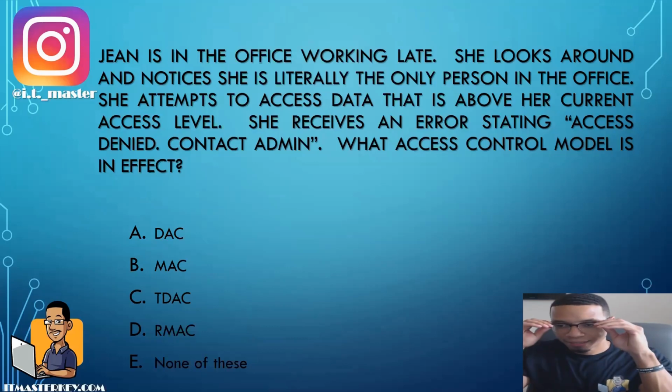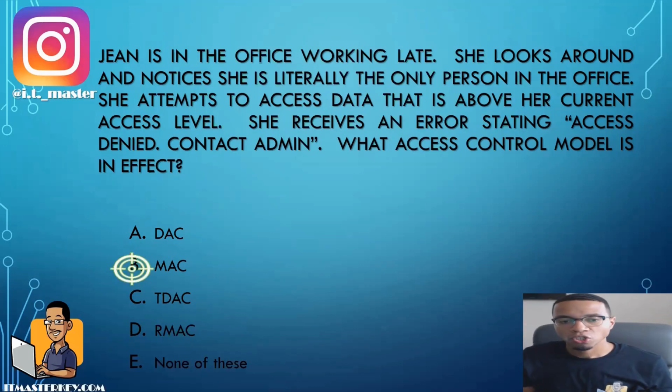So what's in effect is mandatory access control. With MAC, or mandatory access control, you only have access to the things you need to perform your job. With DAC, or discretionary access control, you're going to have full control over whatever you have access to. So instead of having certain levels of access, you'll have full access. With MAC, you only get what you need. You don't have access to anything extra, okay?